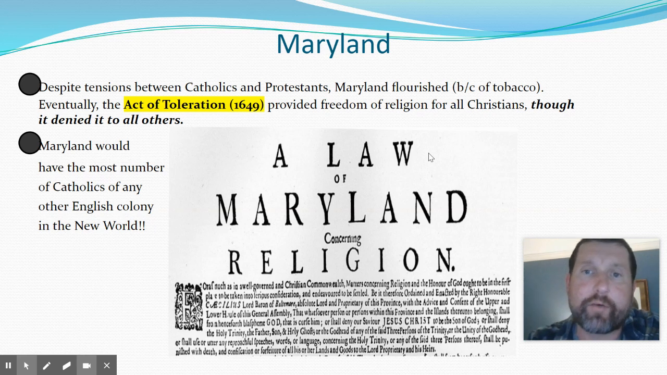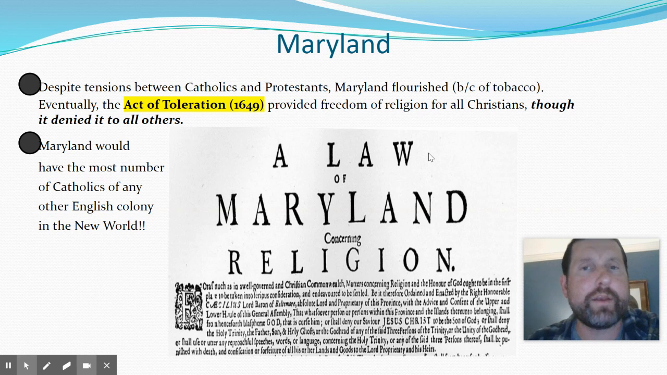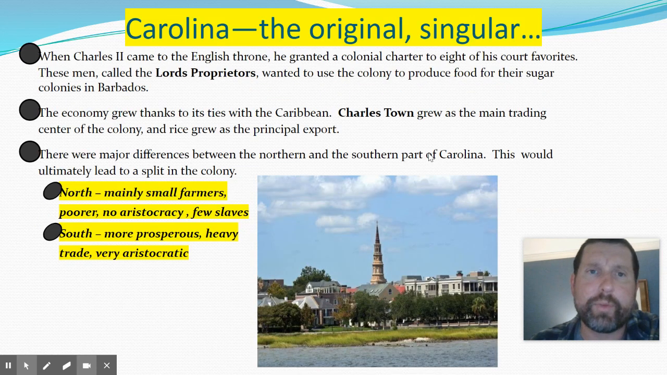In any case, Maryland establishes the Act of Toleration, which is something we need to know. 1649 provides freedom of religion for all Christians. Okay, it actually denies it to others. And while it applies to all Christians, as I said earlier, Maryland is intended to be a Catholic colony, and the Act of Toleration is really written to welcome Catholics, or to protect Catholicism, because as we'll see, the rest of the colonies are really more of an Anglican type nature or Puritan in sections certainly of New England. Maryland is a little bit unique there.